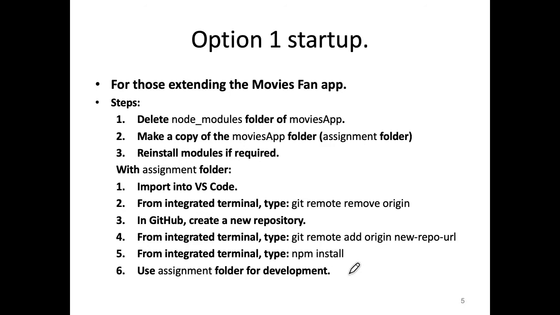But you have associated the Git repository in your assignments folder with a different repo up on GitHub. You still have your movies app folder, and it is associated with another GitHub repo, the original GitHub repo that you have. So that's your setup that you need to carry out.